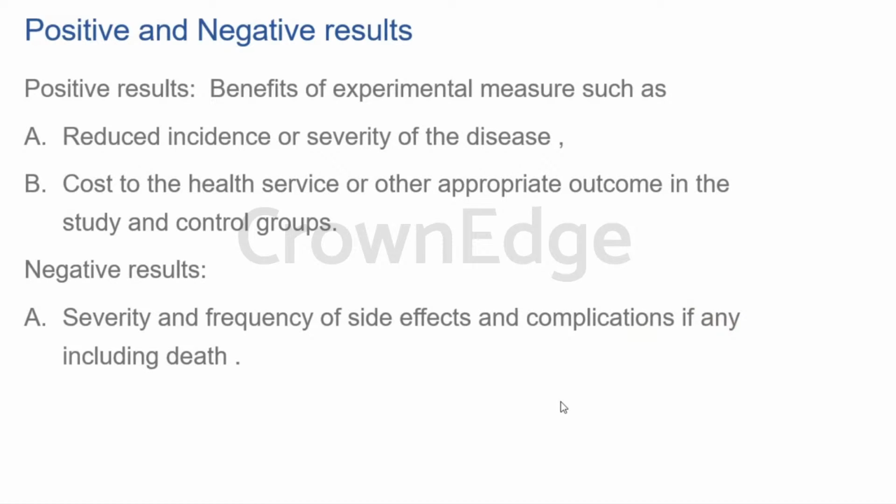Positive results will be benefits of the experimental measure. Talking about that cancer drug, the positive result would be that your drug actually works and reduces the cancer incidence or reduces the tumor size or increases the survival time of the patient. The lifespan of the patient is increased. That will be a positive result. Reduced incidence or severity of the disease, reduced cost to health service or other appropriate outcome in the study and control group is a positive outcome. A negative result is the severity and frequency of side effects and complications, if any, including death.